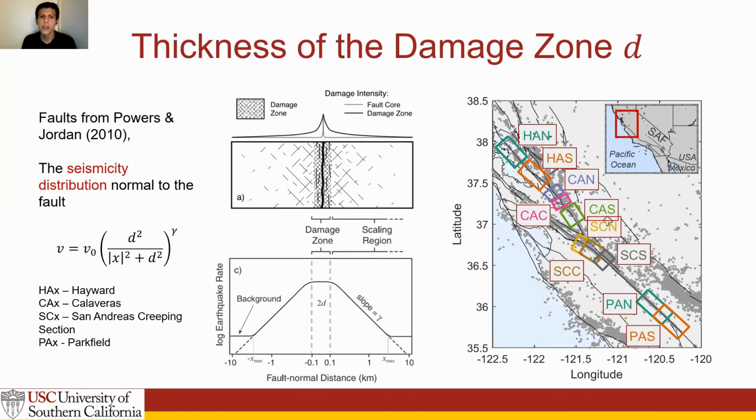Given these results, we want to understand how the strain sensitivity parameter relates with other measures of complexity. And for that, I used the model of Powers and Jordan in 2010, who parameterized the distance of the seismicity to the fault using a power law function. The parameter of this power law function, d, is related to the thickness of the damaged zone. I took the faults in Southern California and made estimations of the parameters R and kappa.